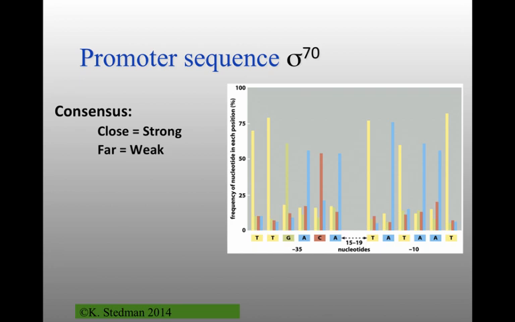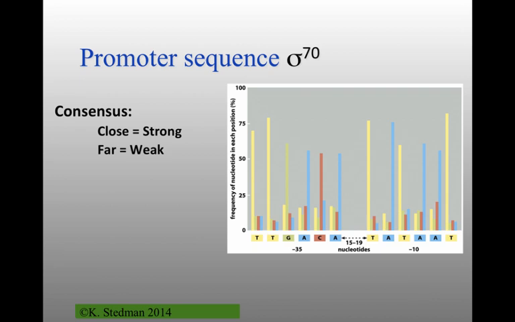So this sequence here, down at the bottom, TTGACA and TATAAT, again, don't remember those sequences. Don't bother. I can't remember them. Can't expect you to. But you've got at minus 35 and minus 10, relative to the promoter, these conserved sequences that are going to be important for binding of sigma 70.